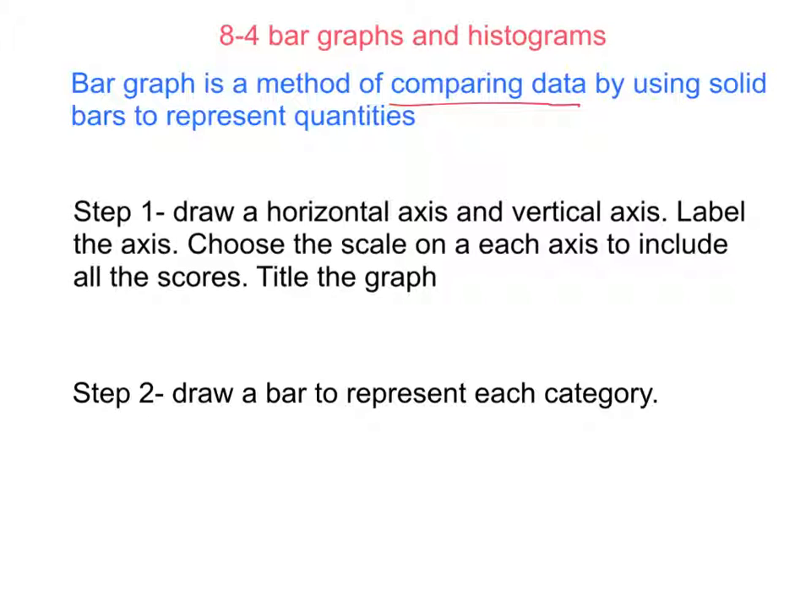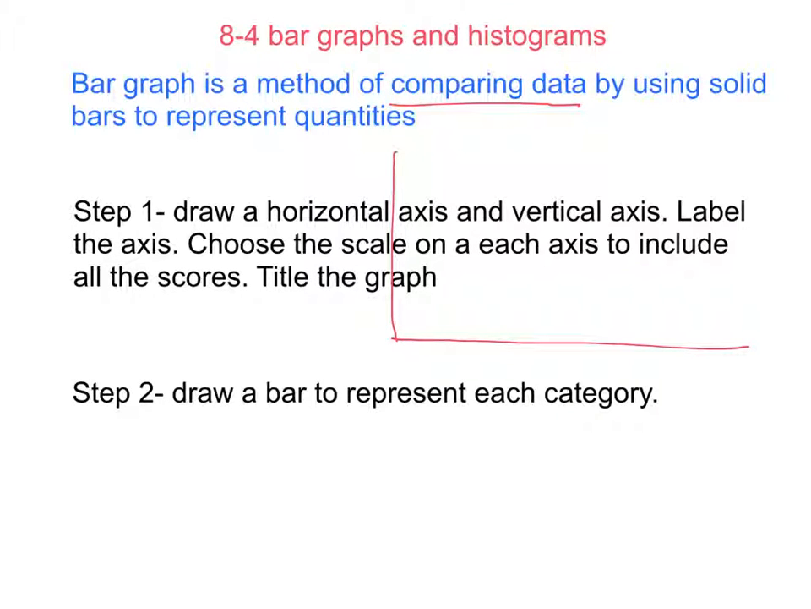So step 1 for drawing a bar graph is to draw a horizontal line as your horizontal axis and a vertical line as your vertical axis. You want to label each axis, identifying what those axes represent.